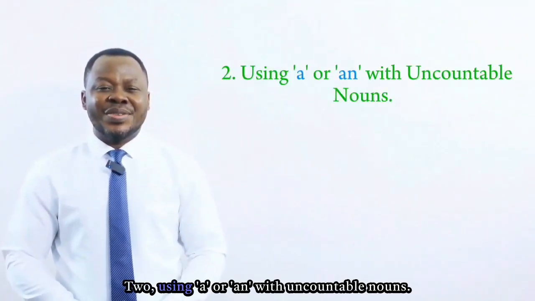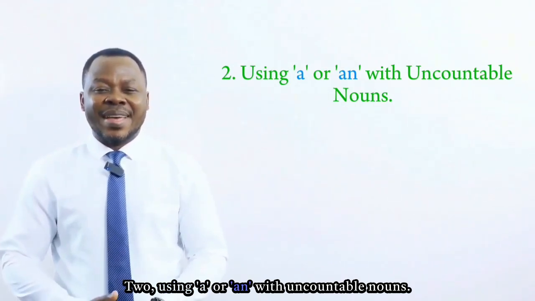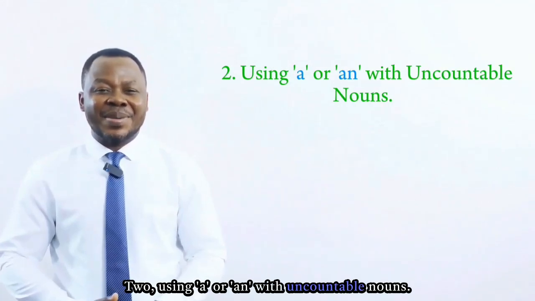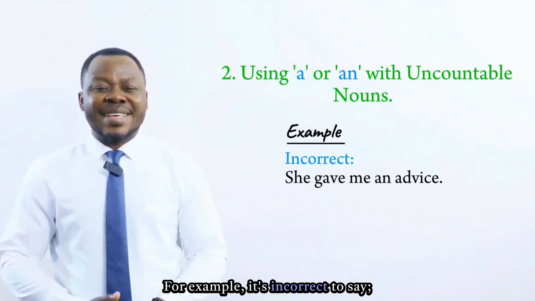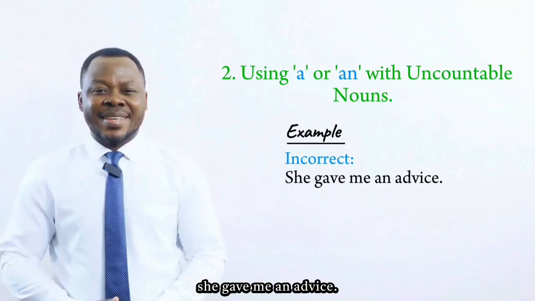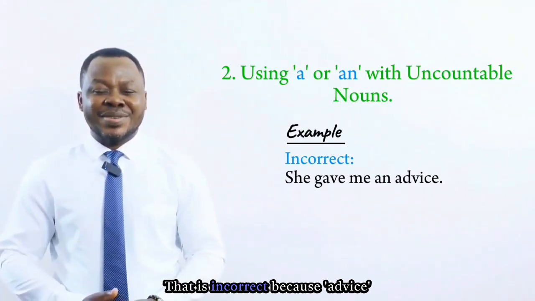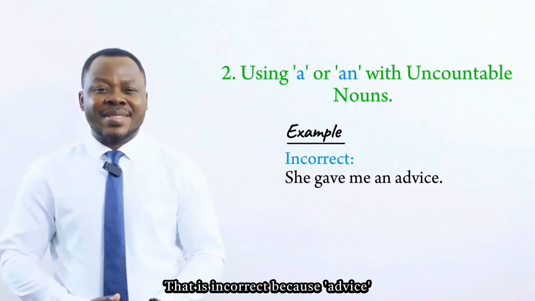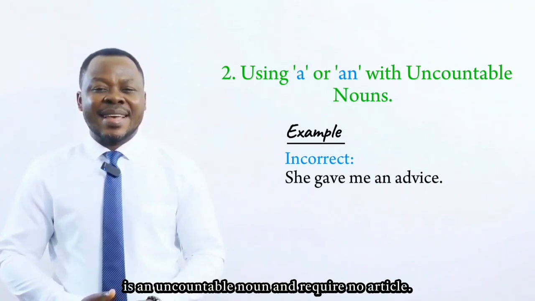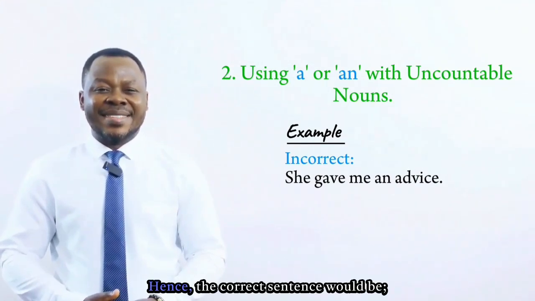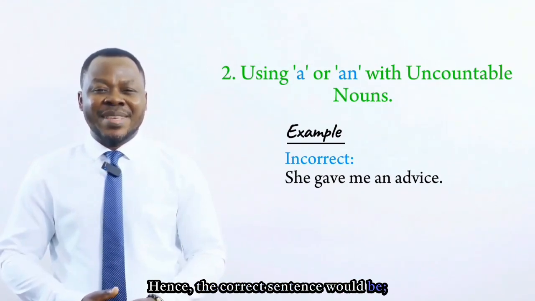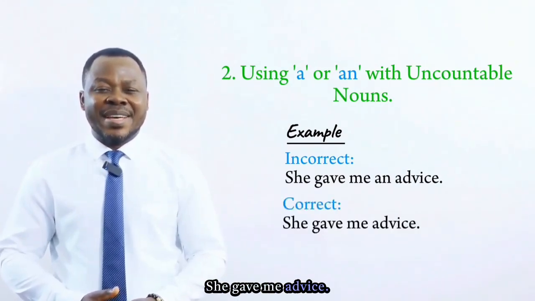2. Using a or an with uncountable nouns. For example, it's incorrect to say, she gave me an advice. That is incorrect because advice is an uncountable noun and requires no article. Hence, the correct sentence would be, she gave me advice.